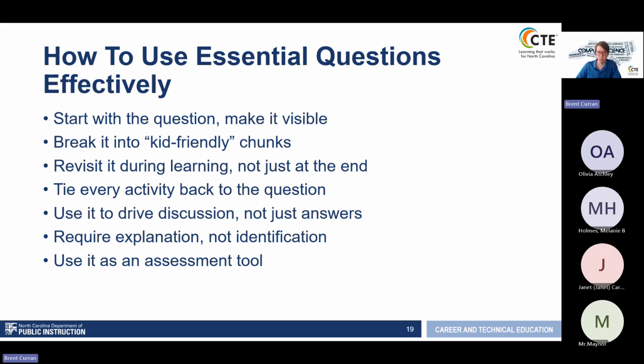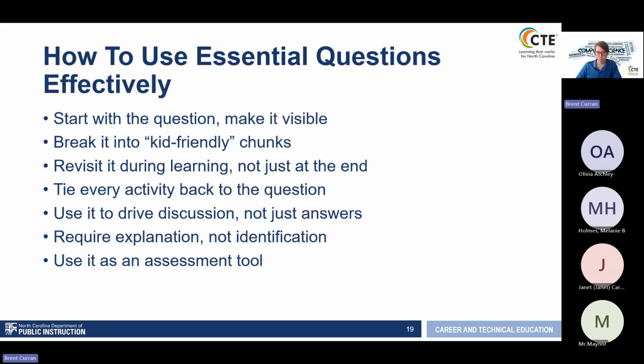Tie every activity back to the question. So after you do a lab or a build session, have students explicitly connect what they did and how mechanisms work. Use it to drive discussion, not just the answers. So encourage students to compare ideas, debate which mechanisms are most effective, and explain why. Require explanation, not just identification.